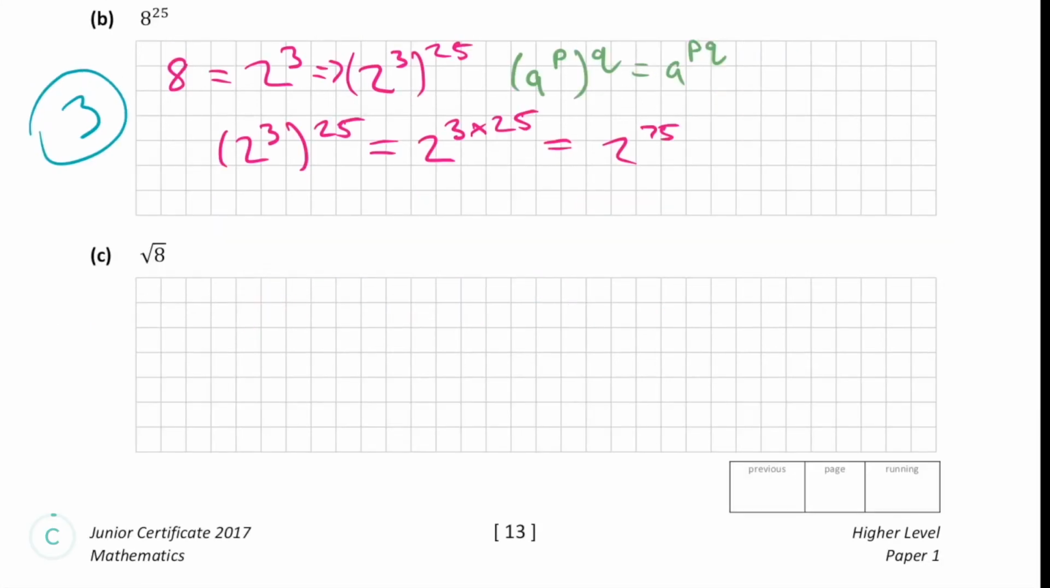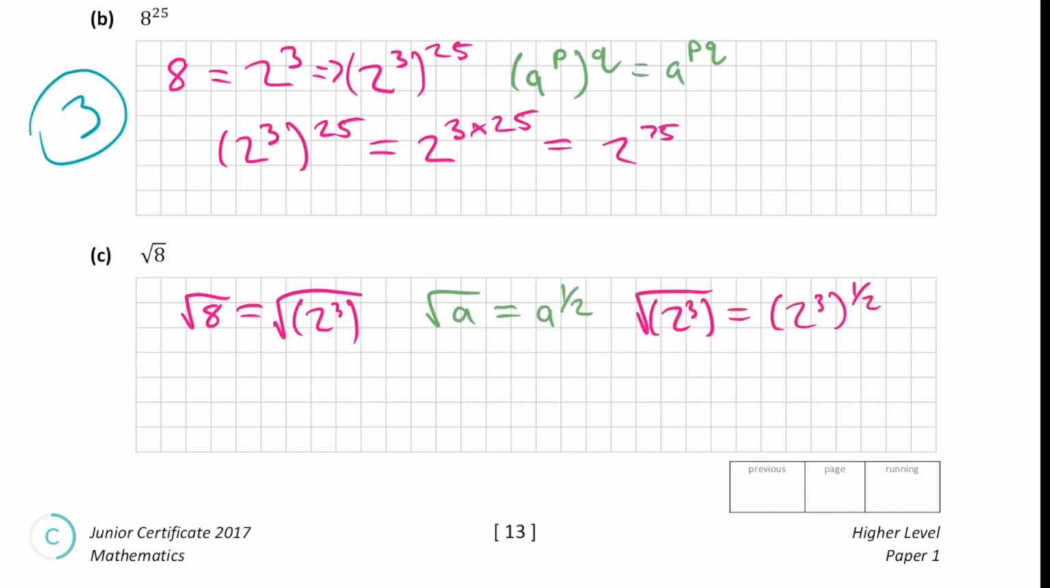Moving on to the final part, part C, we have to write root 8 as 2 to the power of some number. Since we already worked out in part B that 8 can be written as 2 to the power of 3, we can rewrite root 8 as root 2 to the power of 3. One rule that you should be aware of that isn't necessarily given in the log book is that the square root of any number is the same as writing that number to the power of a half. So in this case, we can write root 2 to the power of 3 as 2 to the power of 3 all to the power of a half.